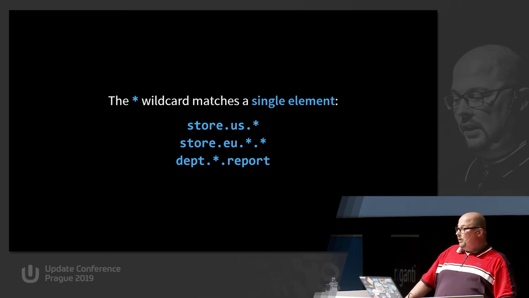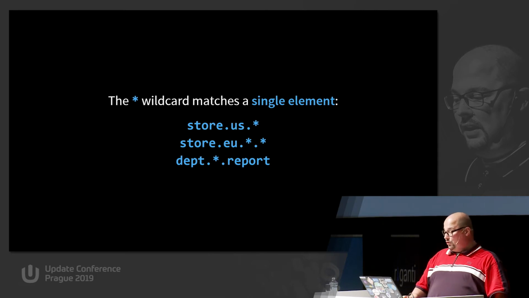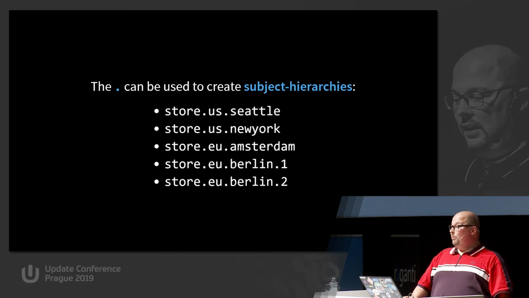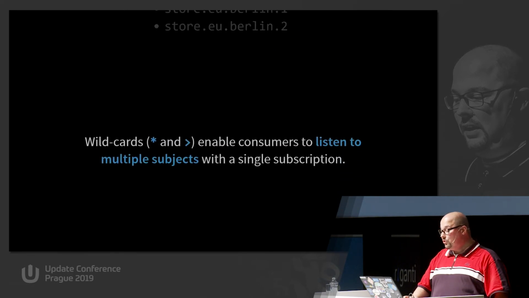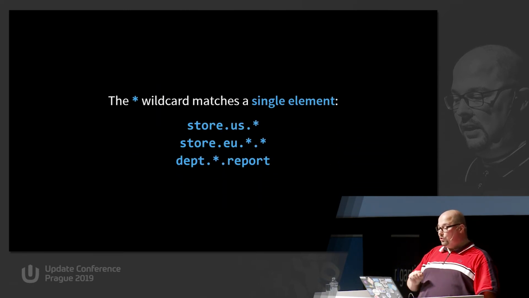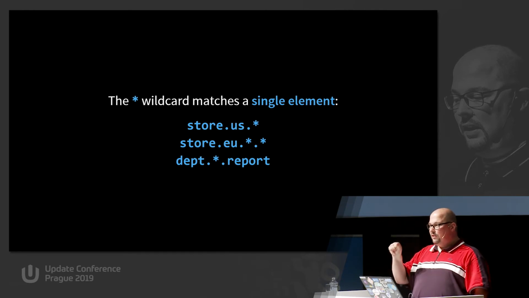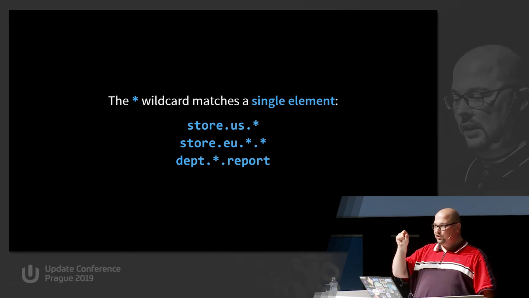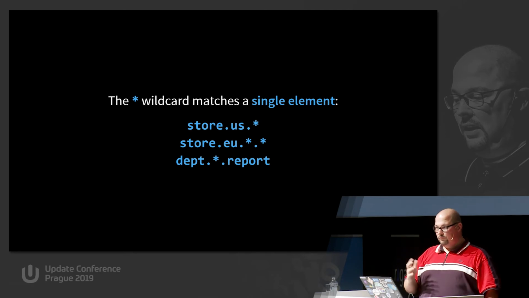You can also do a store in the EU, but as you saw just now, in Berlin we have 2 stores. If I want to have messages that are sent to both of these stores, I have to do something like store.eu.star.star, because I need to match 2 single components in there, right? Pretty simple.